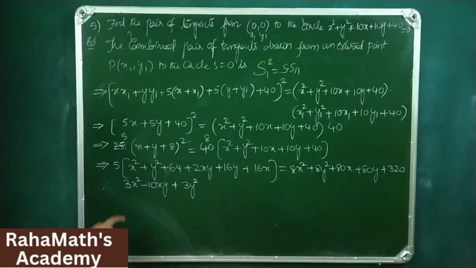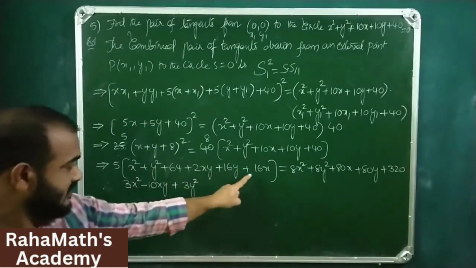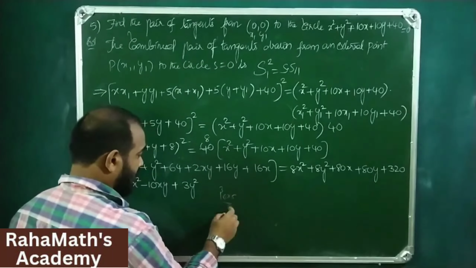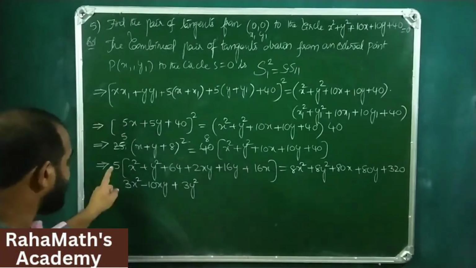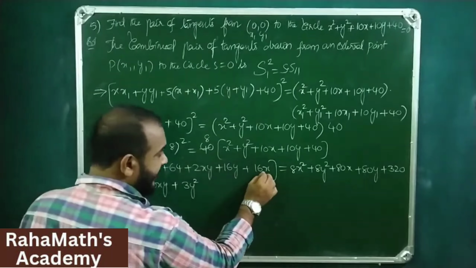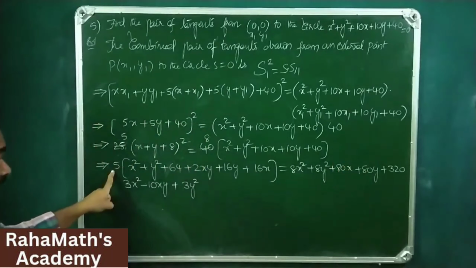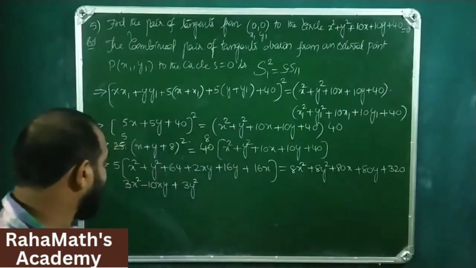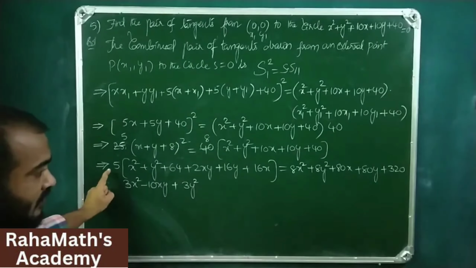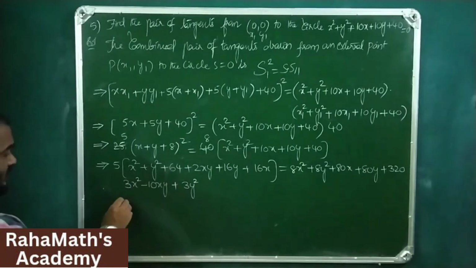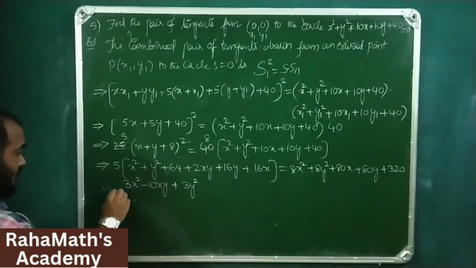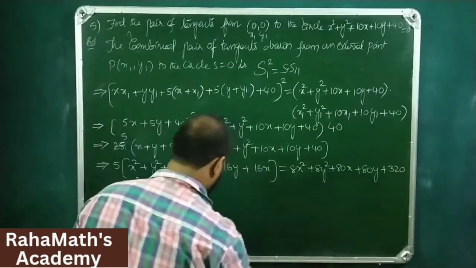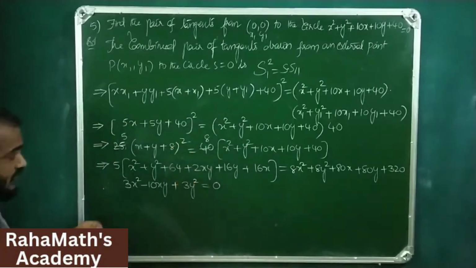Next, 5 16s, 80x. This 80x gets cancelled, and 5 16y is 80y. That 80y gets cancelled, and 5 64s is 320, and this 320 gets cancelled, equals 0. So this is the pair of tangents.